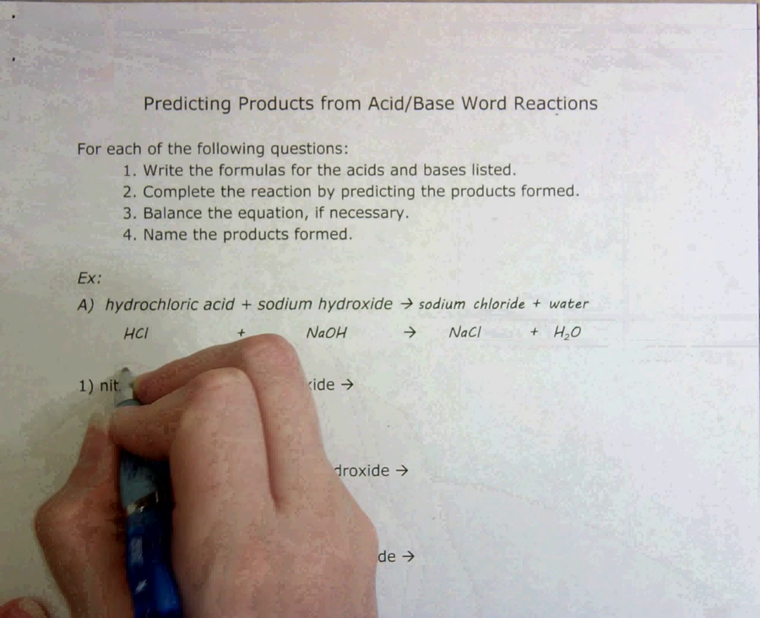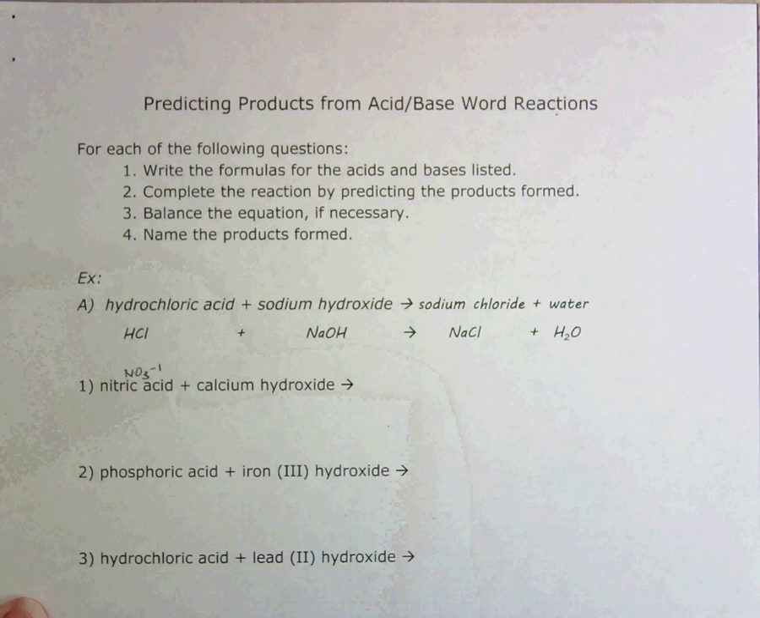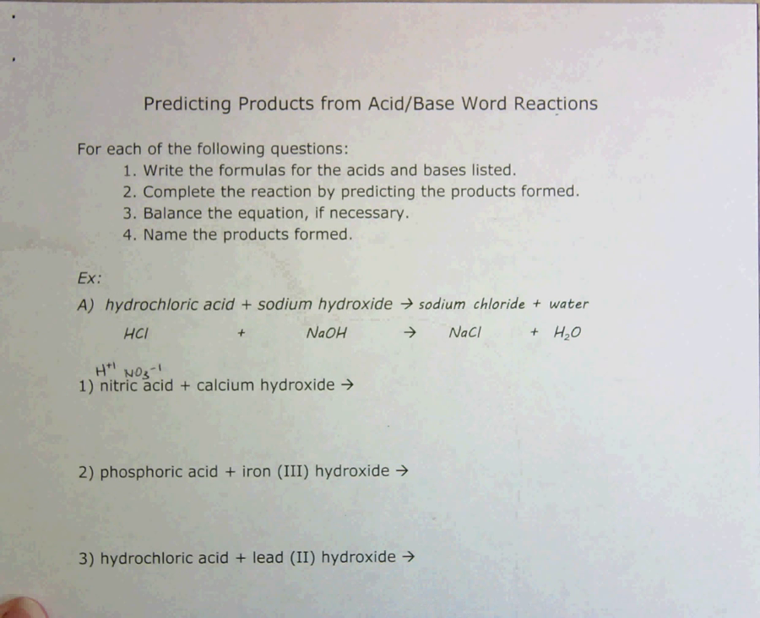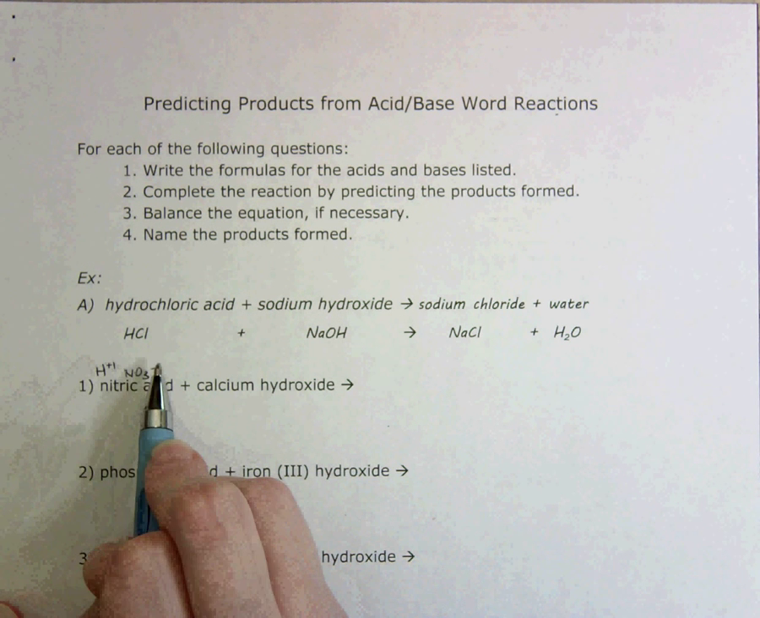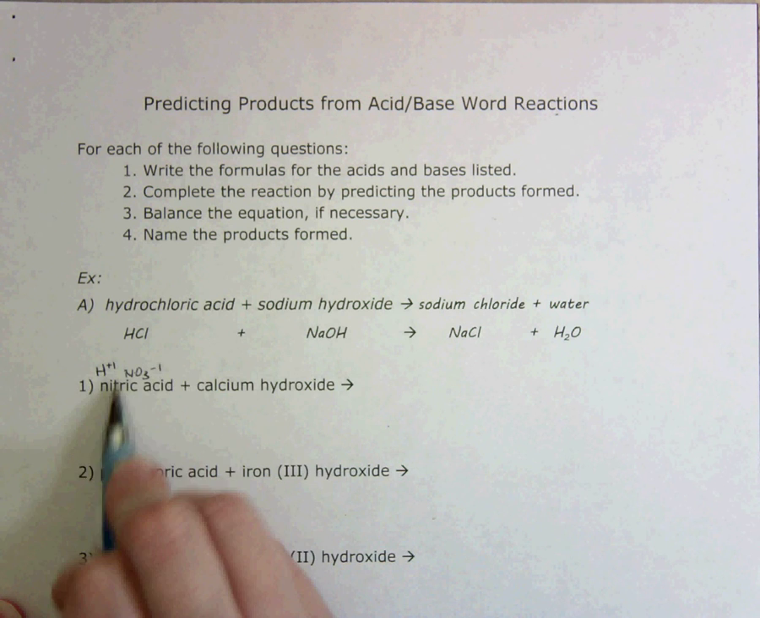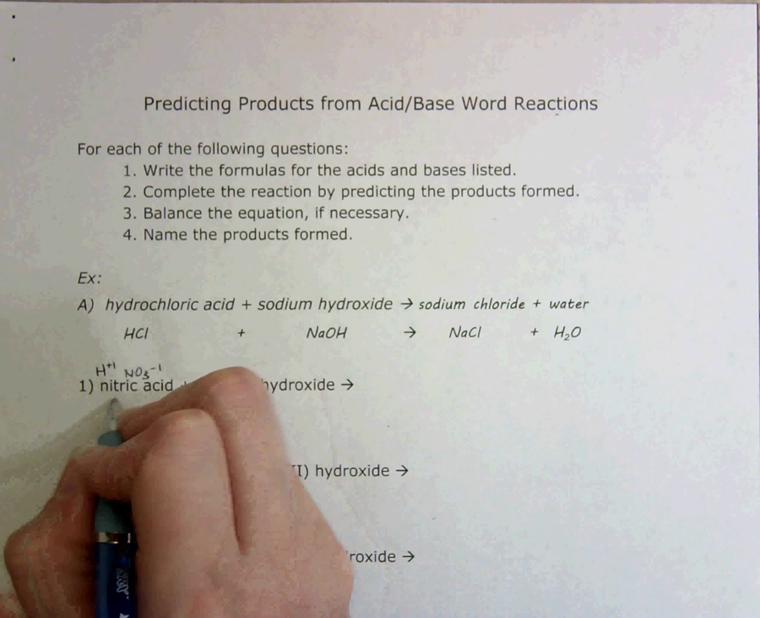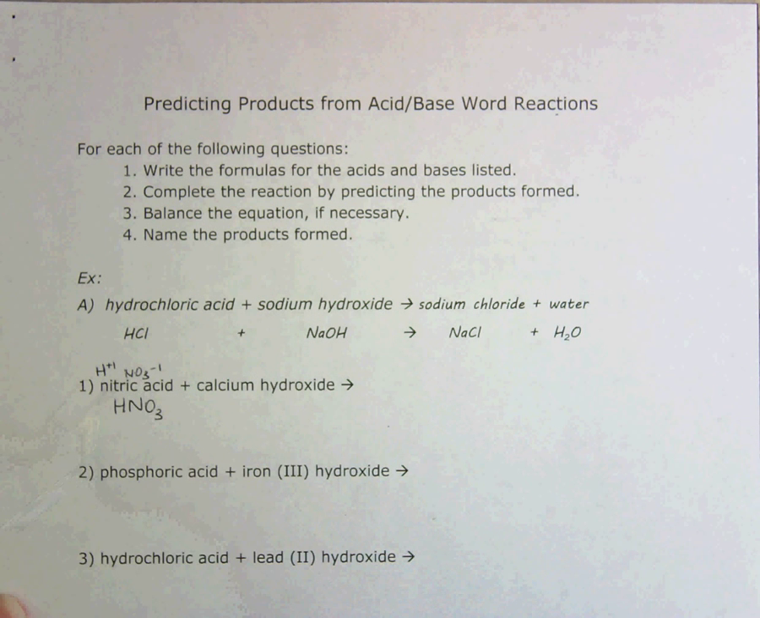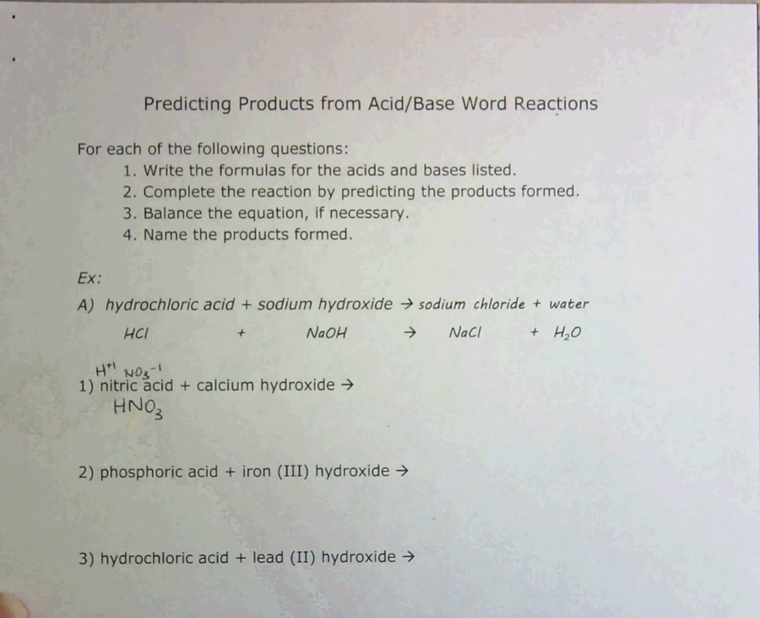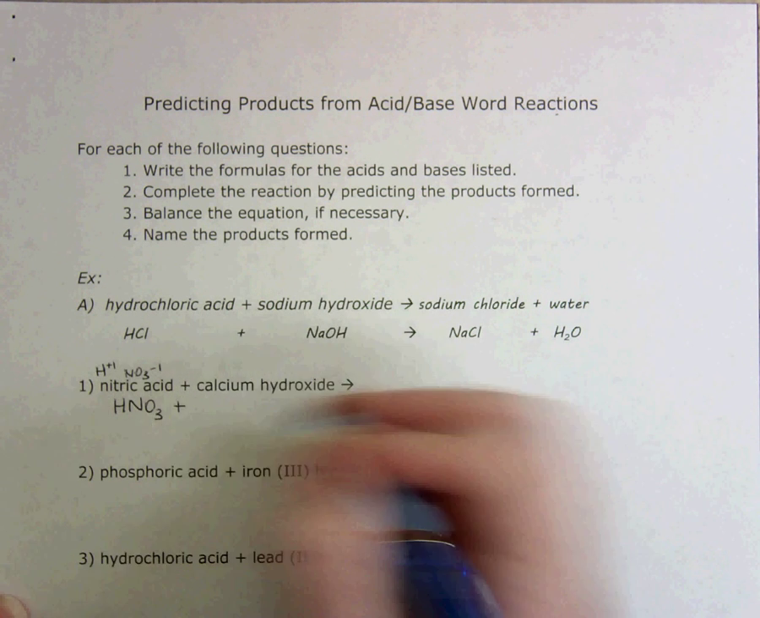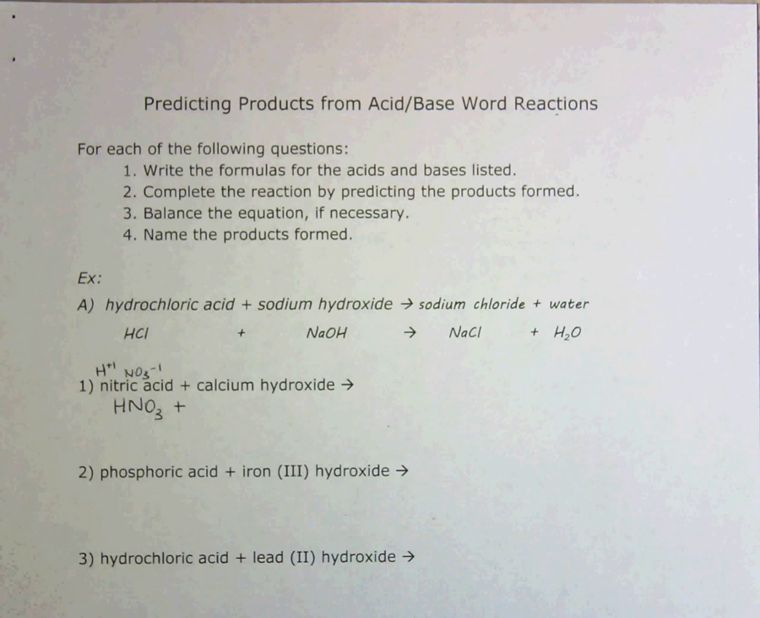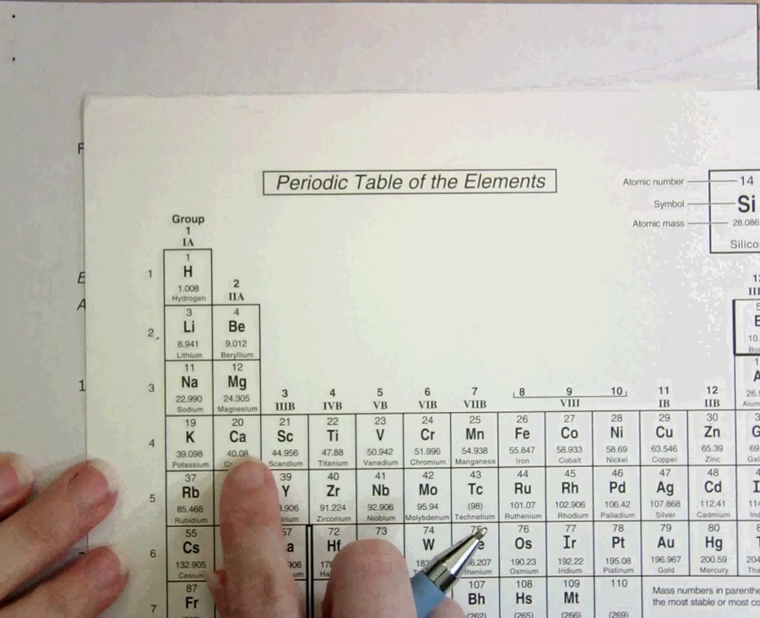So I know I'm going to have NO3 with a -1 charge, and I know that acids always begin with hydrogen, which has a +1 charge. +1 -1 already cancels out, so I don't have to do my crisscross method, and so nitric acid is HNO3. I just put the H and NO3 together because their charges already cancel out to neutral. Then I'm going to say plus calcium hydroxide. Calcium, when I look on my periodic table, it's Ca. It's in group 2, so I know it has a +2 charge.